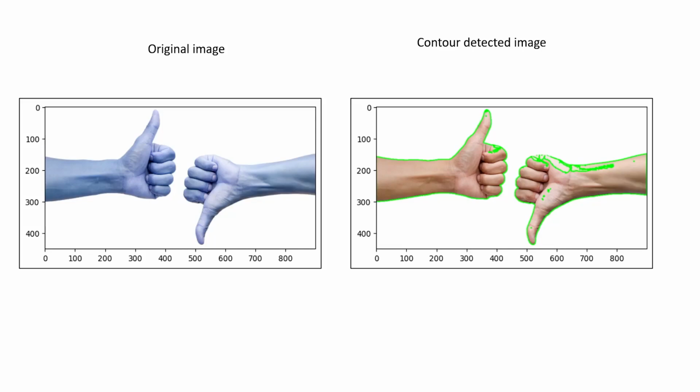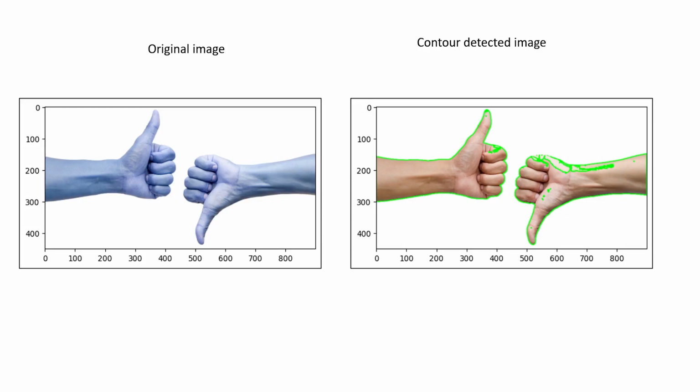In this video, you will learn about contour detection. Contours can be explained simply as a curve joining all the continuous points along the boundary having some color or intensity. The contours are a useful tool for shape analysis and object detection and recognition.